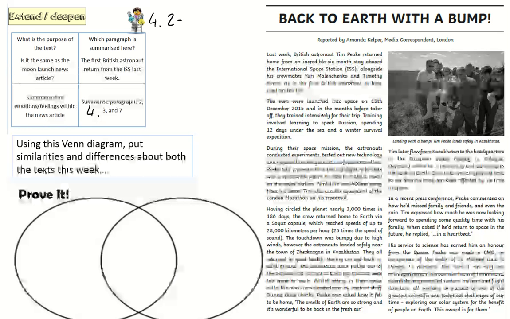So, 1, 2. The men were launched into space on the 15th of December before taking off to train intensively for their trip. Training involved learning to speak Russian, 12 days under the sea, and a winter survival expedition. 12 days under the sea? Wow.